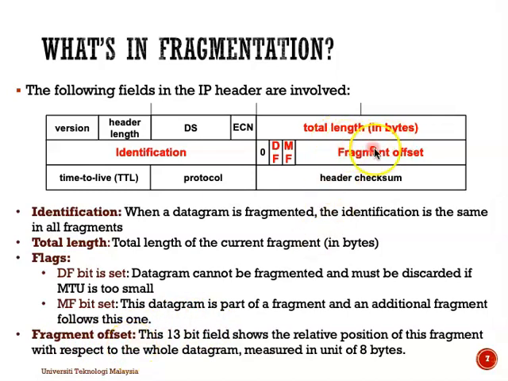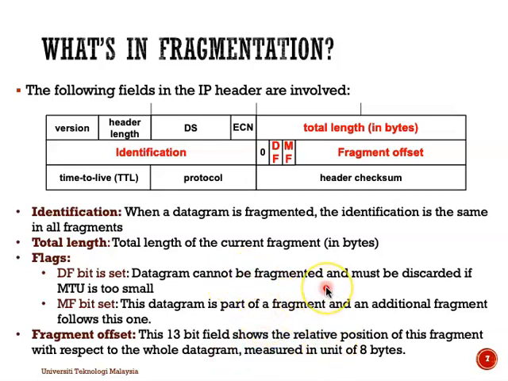The next one is the fragment offset. This 13-bit field shows the relative position of this fragment with respect to the whole datagram, which is measured in units of 8 bytes. Basically, it marks the position of this fragment with reference to the original datagram.